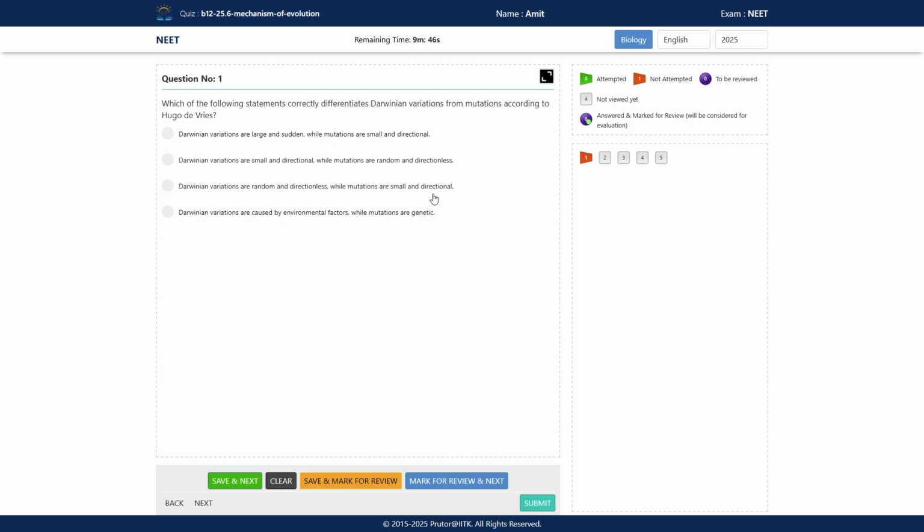Okay, so we have four statements here. First one is Darwinian variations are large and sudden, while mutations are small and directional. Is this true? Next one, Darwinian variations are small and directional, while mutations are random and directionless. Next one, Darwinian variations are random and directionless, while mutations are small and directional. And the fourth one is Darwinian variations are caused by environmental factors, while mutations are genetic. What is the correct answer here?